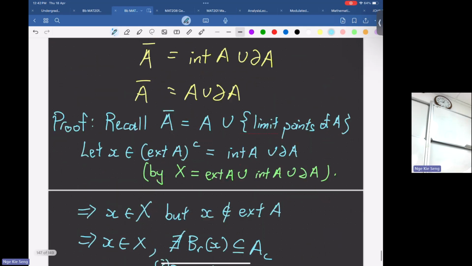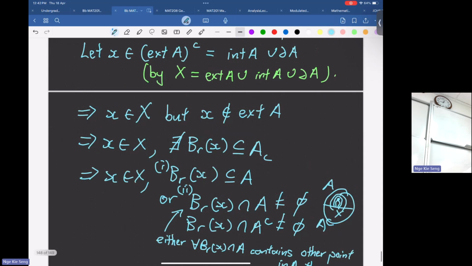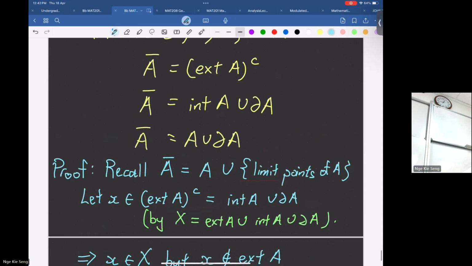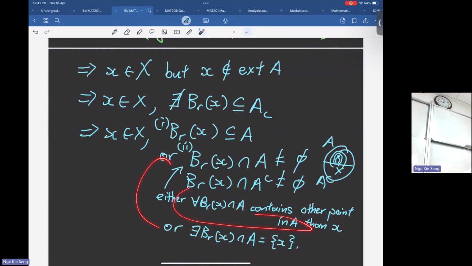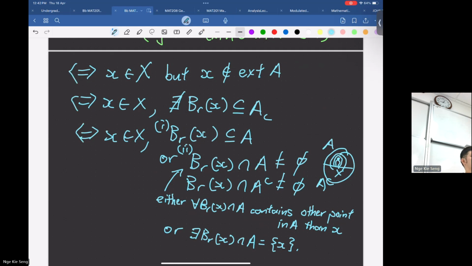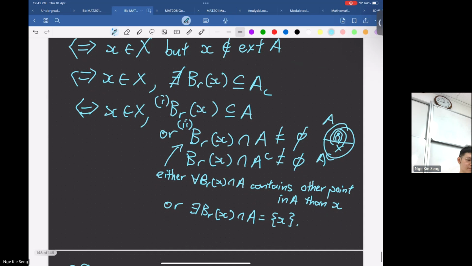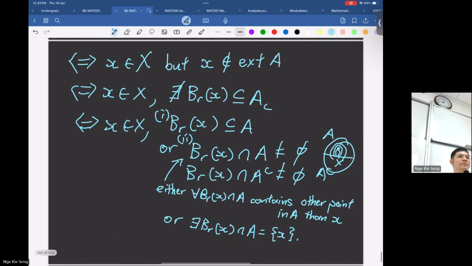So we have one direction, right? If it is in there, then we show that it's in A bar. I think this is an if and only if statement. So if you are in one of these cases, then I think you can go back. Any question about this proof?